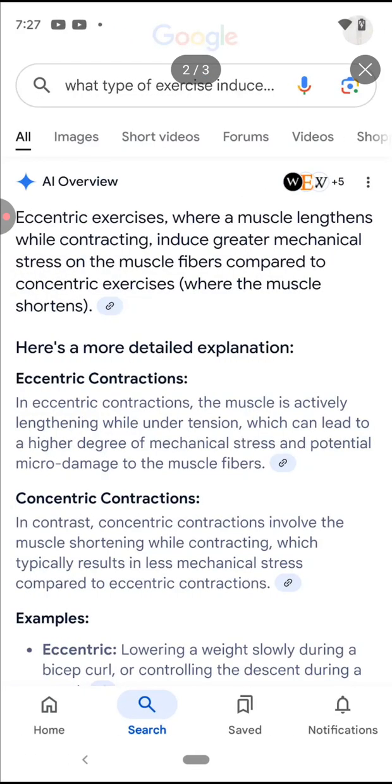Yes. And guess what? When you have greater mechanical tension in eccentric exercise, it's most likely to do what? It has the potential to cause micro damage to the muscle fiber eccentrically.